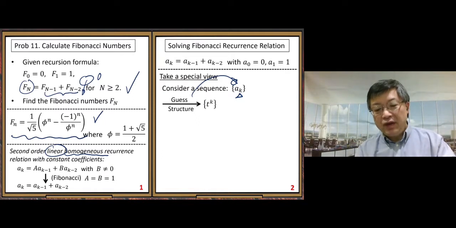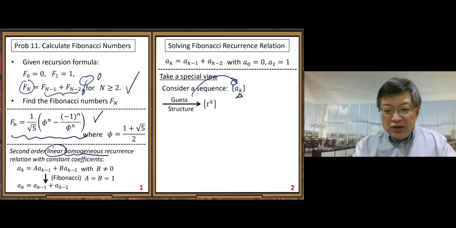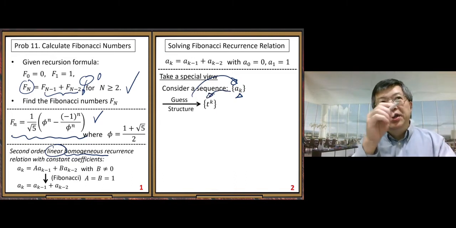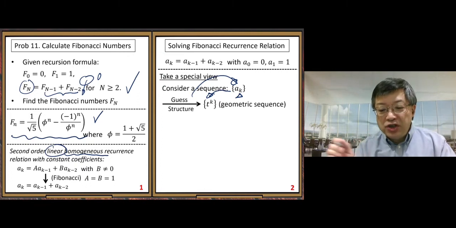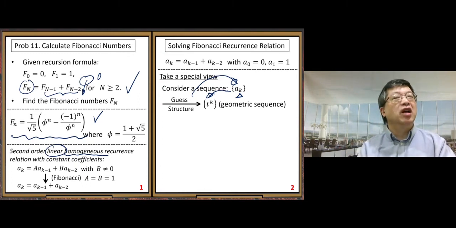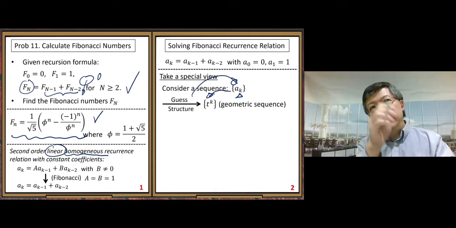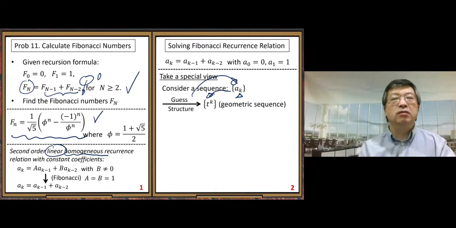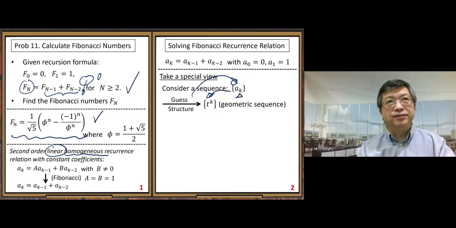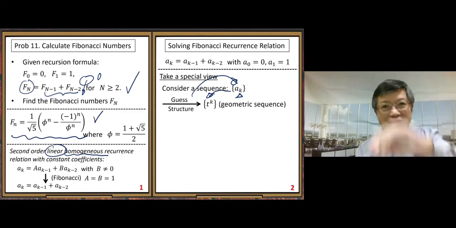We guess the sequence. We expect the sequence to take this structure, t to the kth power. So actually we call it a geometric sequence. t to the 0, t to the first, t to the second, third, and so on, the kth power. But this looks like magic. How do you know to make a guess like this? So here, let me justify it.